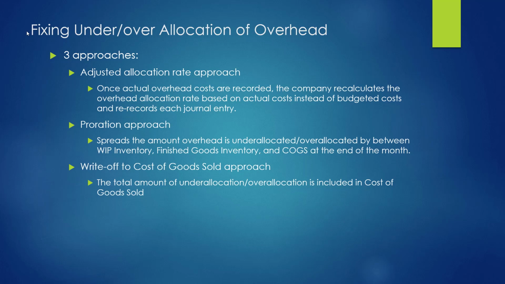How will you fix it? Well, there's three different approaches. The first approach is the adjusted allocation rate approach. And in this, once you know all of your actual overhead costs for the period and you know your actual quantity of the cost driver for the period, you go back and you look at all of those journal entries that you recorded under your normal costing system using estimates.